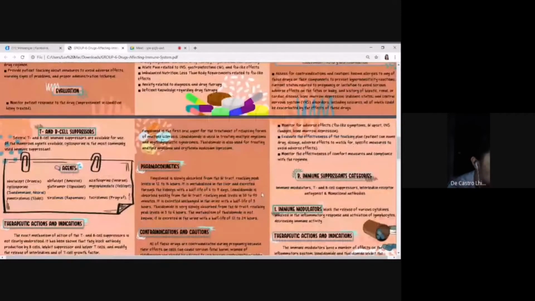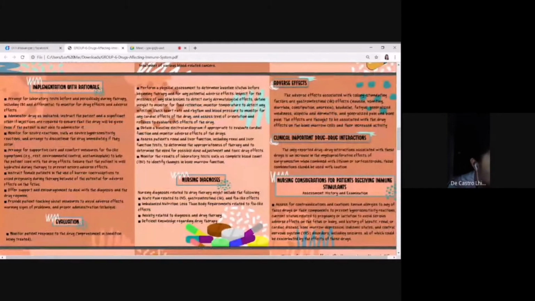Next, obtain a baseline electrocardiogram if appropriate to evaluate cardiac function and monitor adverse effects of the drugs. Assess patients' renal and liver function, including renal and liver function tests, to determine the appropriateness of therapy and the need for possible dose adjustment and toxic drug effects. Lastly, monitor the results of laboratory tests such as complete blood count to identify changes in bone marrow function.